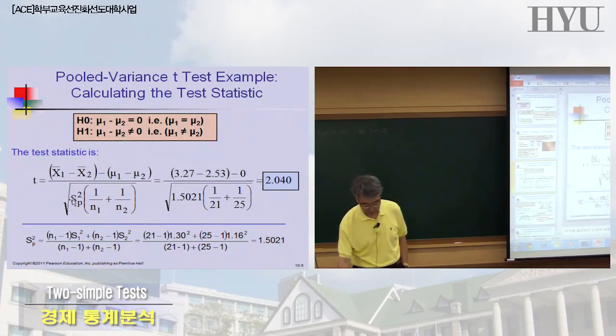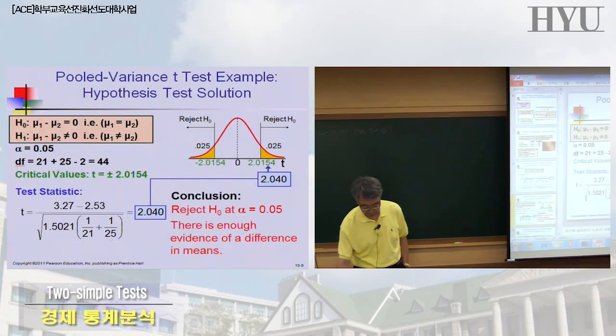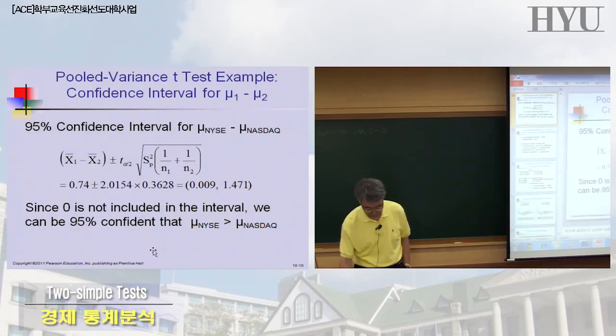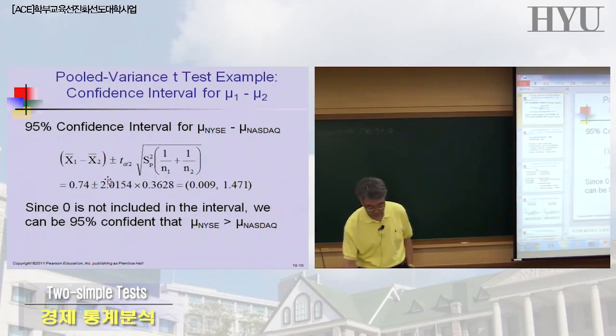The test itself is exactly the same as before, with the null and alternative hypotheses and so on. The only difference is we have to calculate this pooled variance, and using the pooled variance, we obtain the standard error for the t-test statistic. Once you calculate the test statistic, you use the same procedure and make the conclusion. There's nothing difficult. And using the standard error, you could also calculate the confidence interval for the difference between the two population means, okay?